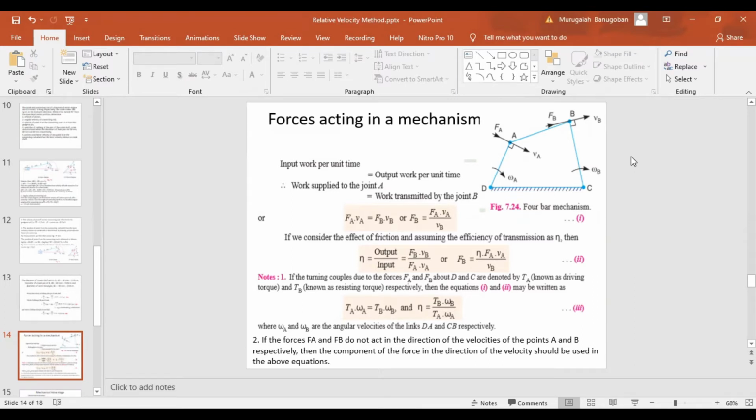and BA is acting on link A, which is rotating with the velocity omega A. In a similar way, BB is acting on point B, which is moving with an angular velocity omega B. There are two forces. FB is acting along the direction of BB, and FA is acting along the direction of BA. Which means force A and velocity A are in the same direction. Similarly, force B and velocity B are in the same direction.